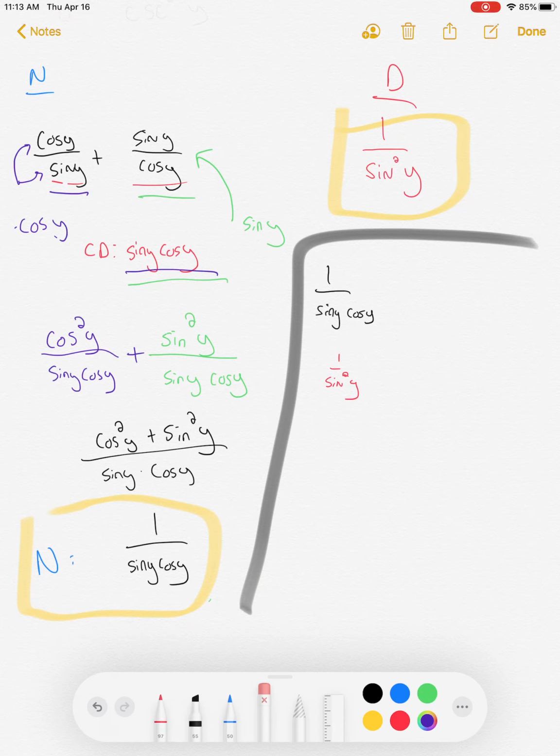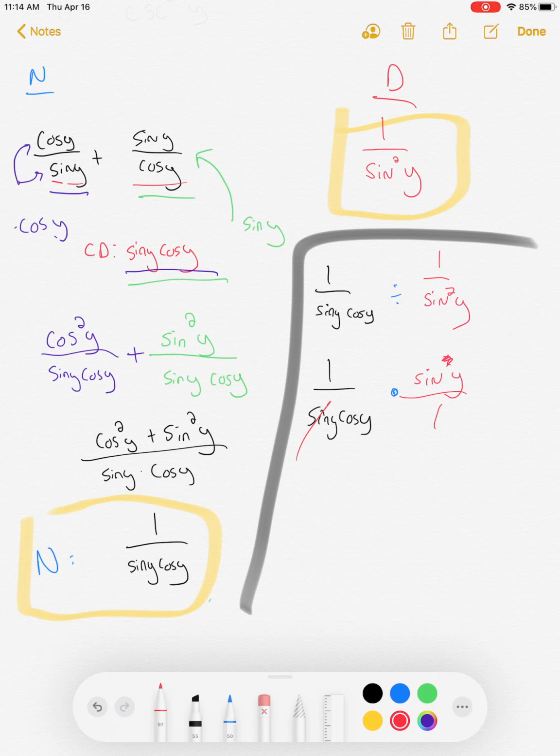Okay, what I can do is rewrite it like this, divided by 1 over sine squared y. Again, fraction divided by a fraction, keep switch flip. So this turns into 1 over sine y, cosine y, times, flip the fraction, sine squared y over 1. Okay, now I can cross reduce. I have a sine squared on top, so essentially two sines, and one sine on bottom.